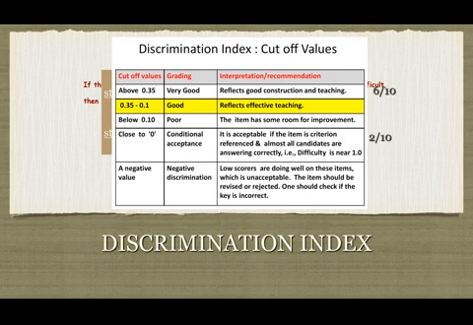Here are the cutoff values. Above 0.35 are graded as very good. From 0.35 to 0.1 are also good. Below 0.1 are termed as poor, and a negative value, a negative discrimination, is not acceptable. This item should be revised or rejected, and one should check if the key is incorrect.